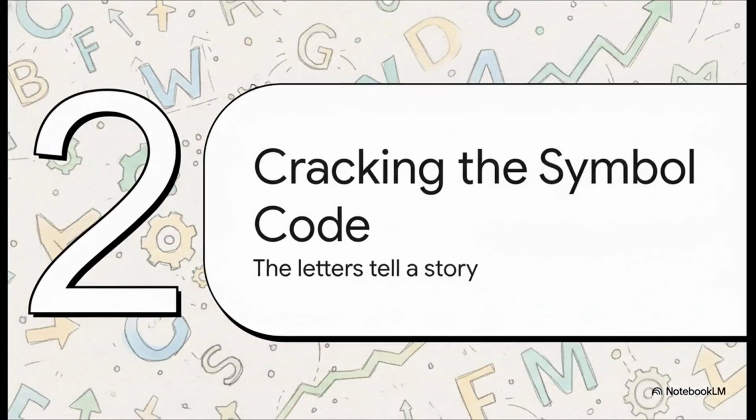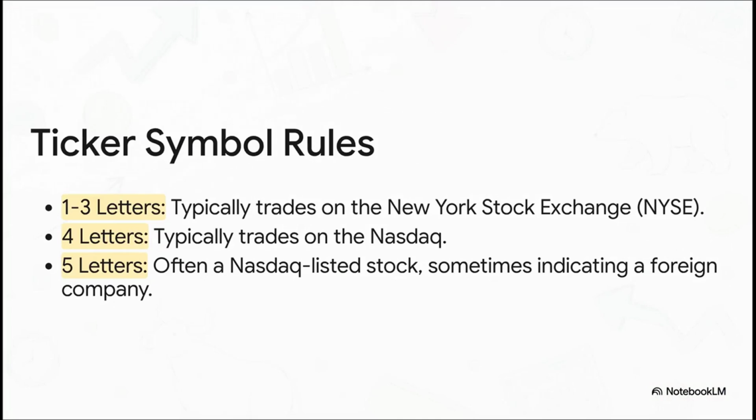Okay, so now you get the numbers and colors, but believe it or not, there's another layer of information hiding in plain sight, right there in the ticker symbol itself. Yeah, the letters can actually tell you a whole lot. So here are some general rules of thumb. The number of letters in a symbol can give you a pretty good clue. If you see a symbol with 1 to 3 letters, like F for Ford or WMT for Walmart, it most likely trades on the New York Stock Exchange.